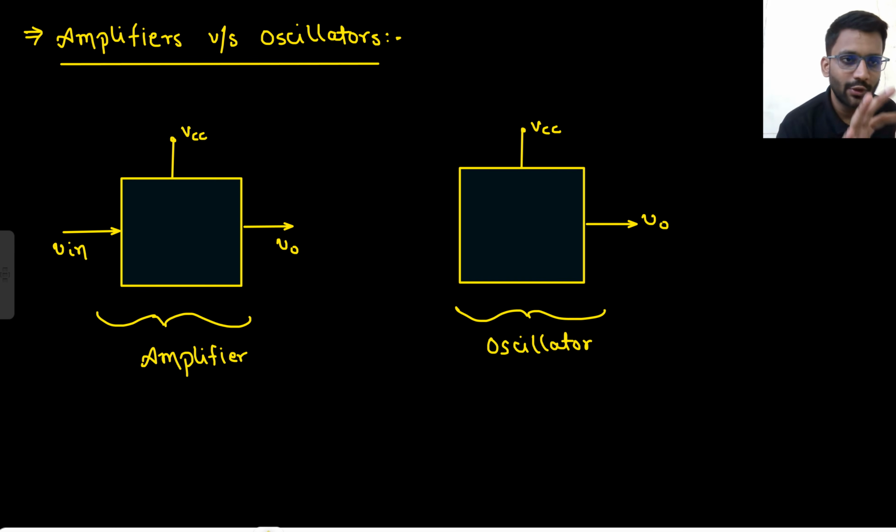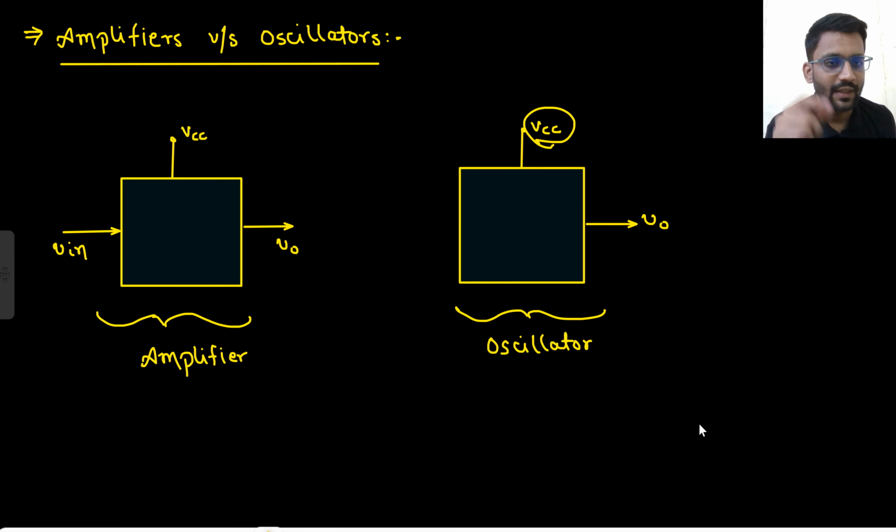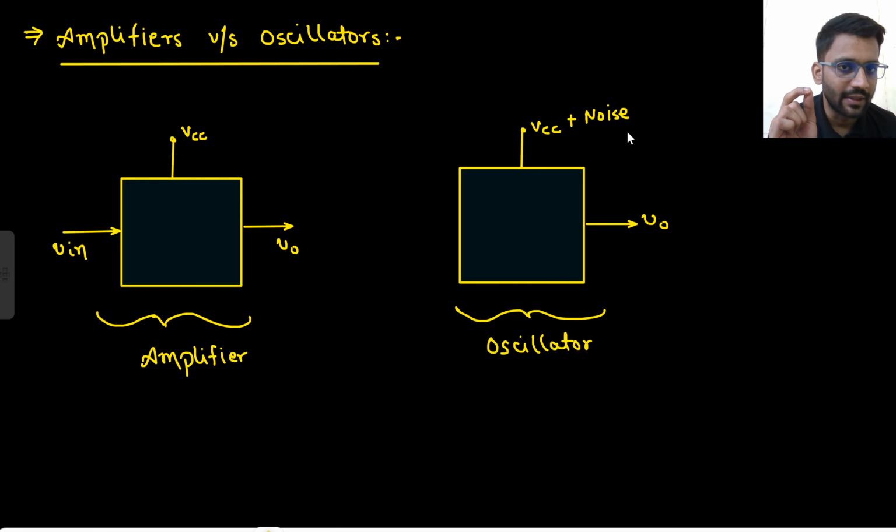Now in oscillators, what do you do? You do not apply any input. The applied input is zero. Without even applying any input, you get some oscillatory output. You just give a DC bias. In this DC bias, there would be some noise component present, right? Some noise will be present.